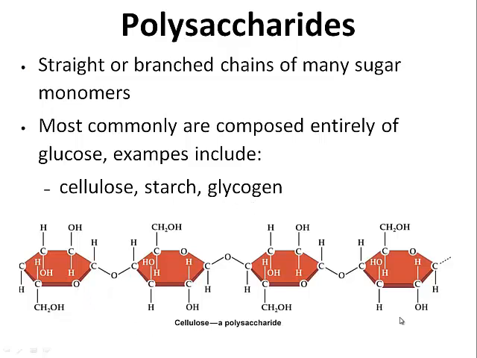And so you can see that at least in the case of cellulose, and it's the same for starch and glycogen, that these polysaccharides are long chains of monosaccharides that are all connected together. In fact, there may be hundreds or thousands of monosaccharides that are bound together in these long chains in polysaccharides.